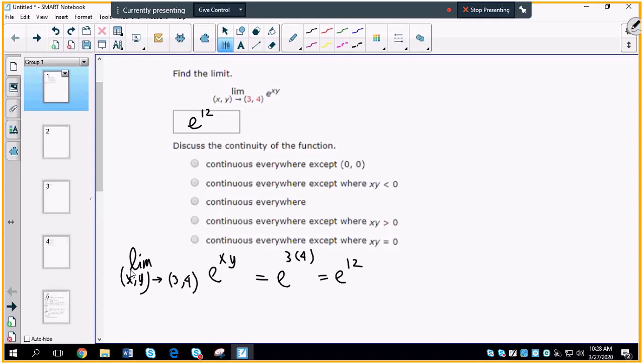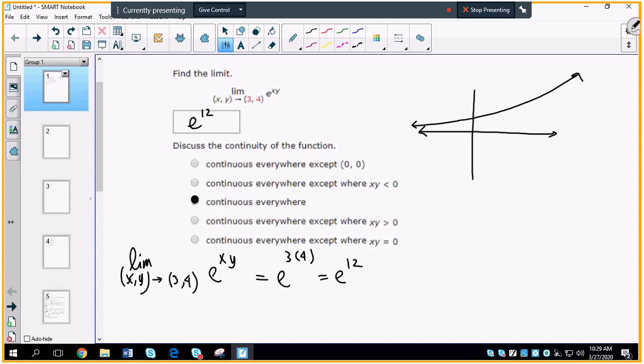Then it is asking me to discuss the continuity of the function, and it has 5 different options. Well, it is an exponential function, and as you can think of, the input values depend on both x and y, but it's still an exponential function, which if you think of the graph of the exponential function, it is continuous everywhere. It doesn't matter what the input is, it is continuous everywhere.